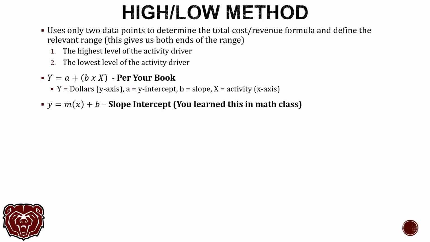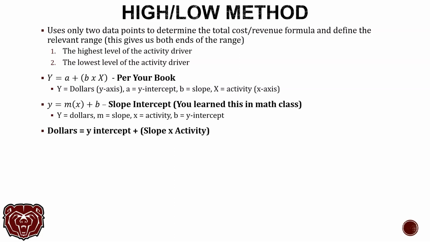Now, we can determine the slope using the slope-intercept formula, that y equals mx plus b. We've learned this in math classes since we were in middle school, so we should be somewhat familiar with this formula, okay, where y is our dollars, again, m is our slope, x is our activity, and b is our intercept, okay? So, for instance, we have dollars equals our y-intercept plus our slope times our activity, okay?